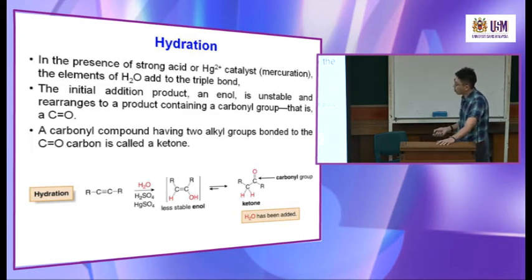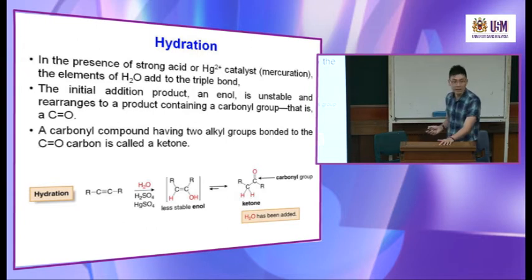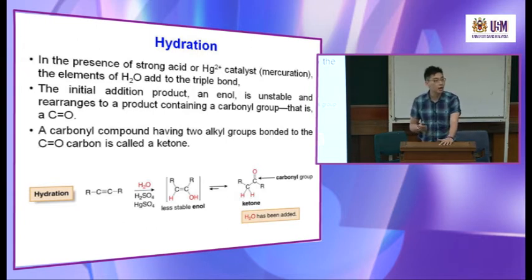Formation of what we call an enol. Enol means you have an alkene group and also a hydroxyl group. Enol comes from ene plus ol, as in alcohol. Then we call it enol. And this enol is a bit unstable. It undergoes a rearrangement called tautomerization to form a ketone or aldehyde under acid or base condition. This is the thing that you need to know for this chapter.